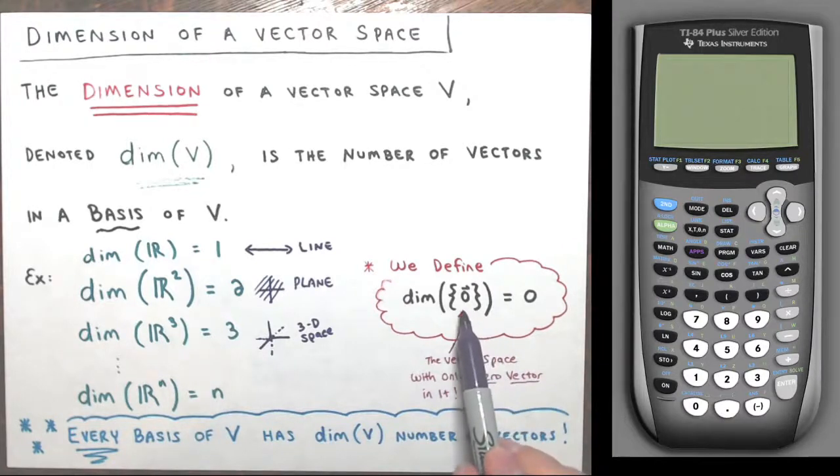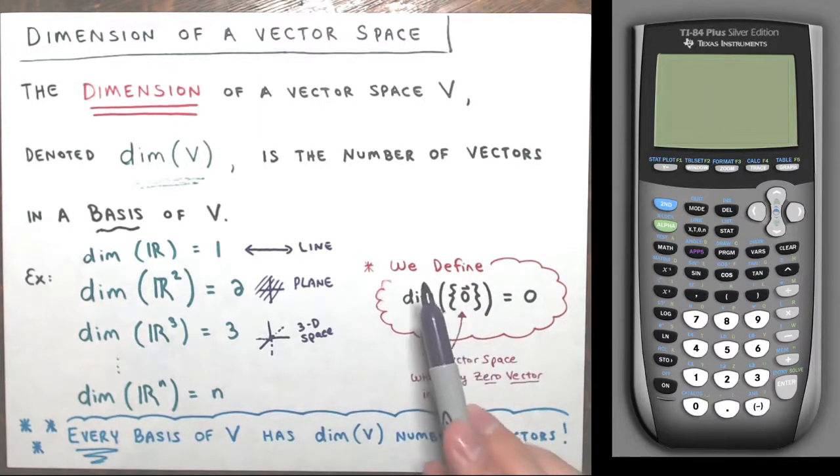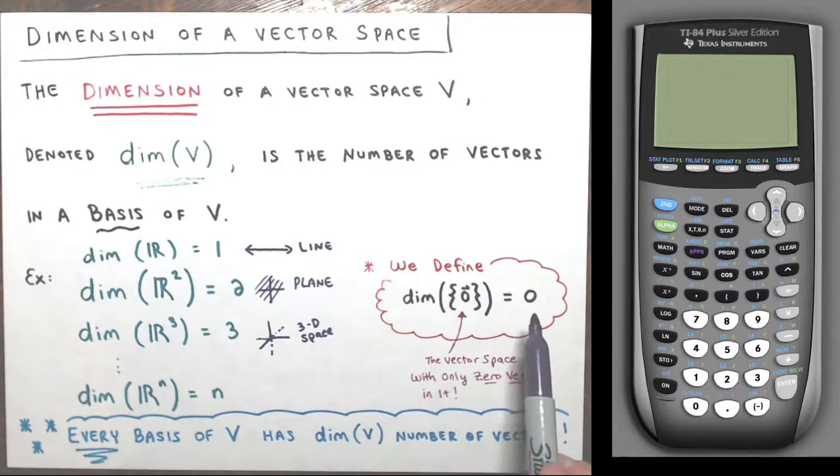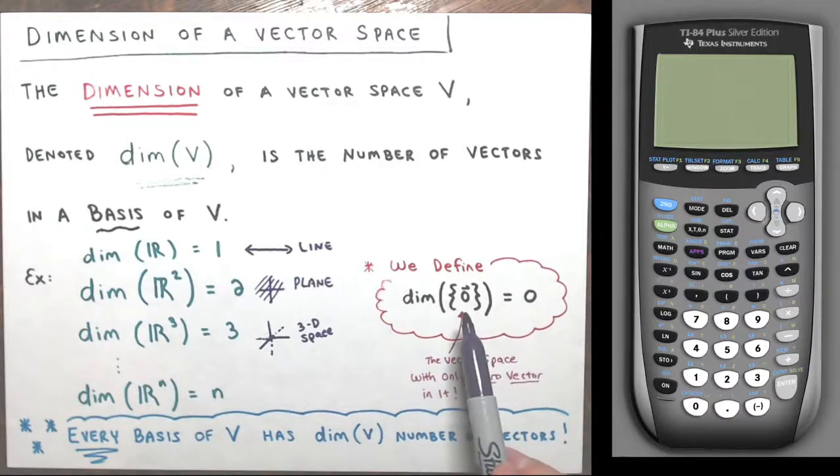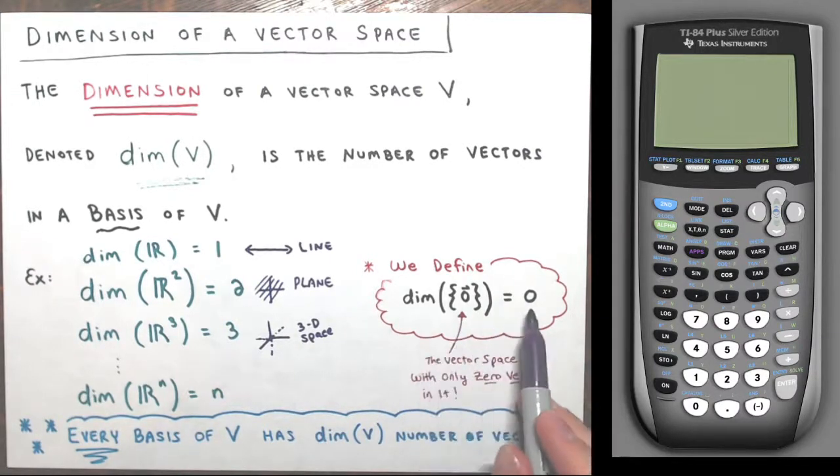So the vector space with only the 0 vector is defined to have a dimension of 0. Now, I know you might be thinking, what about the set with the 0 vector? Isn't that a basis for this vector space? Technically, no, because the set with the 0 vector is not linearly independent by definition. If you set a scalar multiple of it equal to the 0 vector, it would have solutions other than the trivial solution. So I guess you could say the empty set is vacuously a basis for the vector space with only the 0 vector in it. So maybe that's why they define the dimension to be 0.